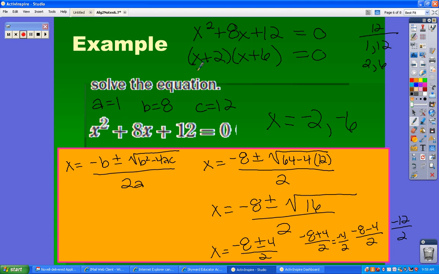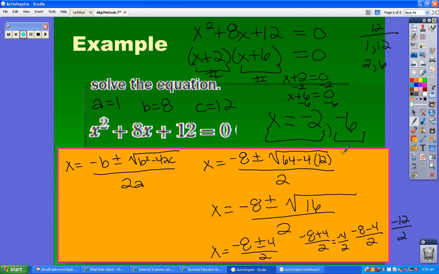Now, because this just represents a number, and this just represents a number, one of these numbers has to equal 0 for this to be true, because it's saying something times something equals 0. In order for that to work, one of those has to equal 0. So I have two equations here. x plus 2 could equal 0, or x plus 6 could equal 0. If I solve these, minus 2, x equals negative 2; minus 6, x equals negative 6. You do not have to use the quadratic formula if you can factor. Keep that in mind when you're doing this.